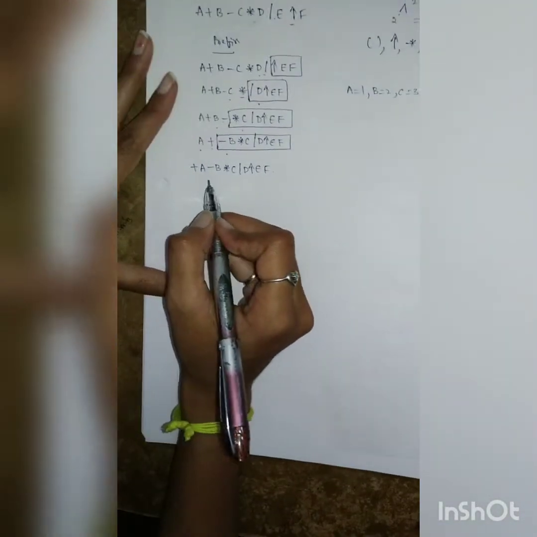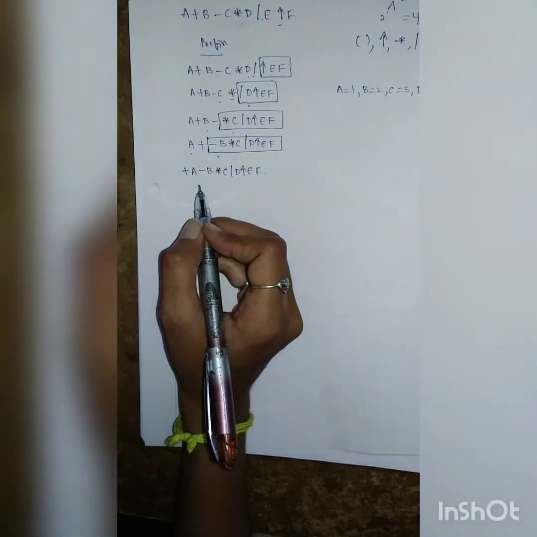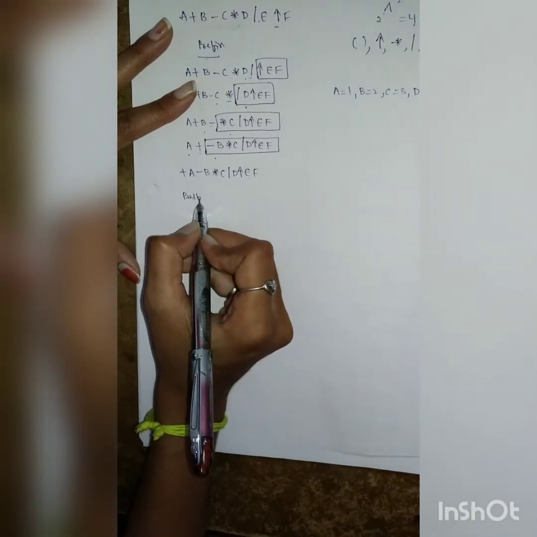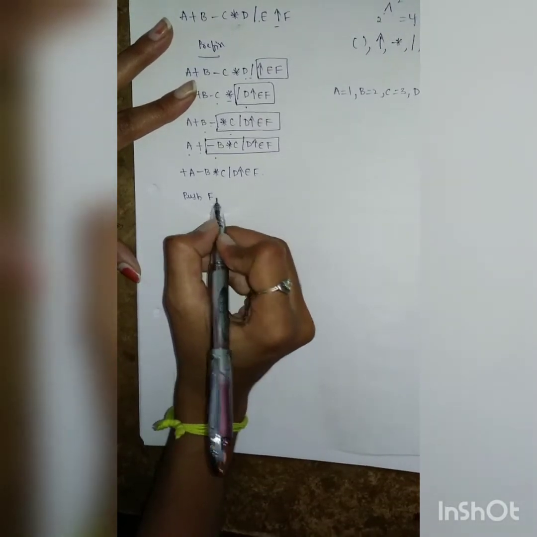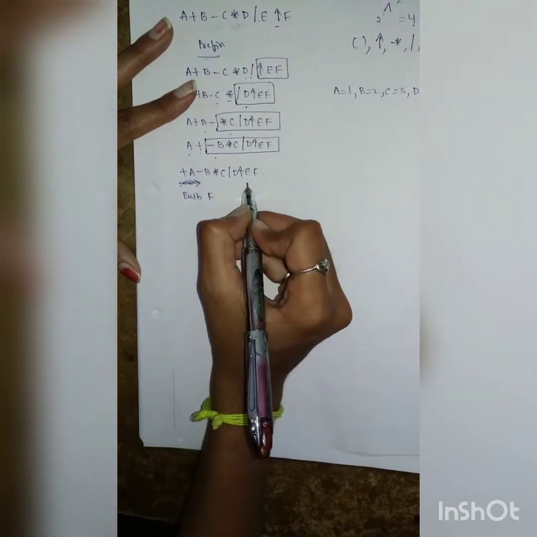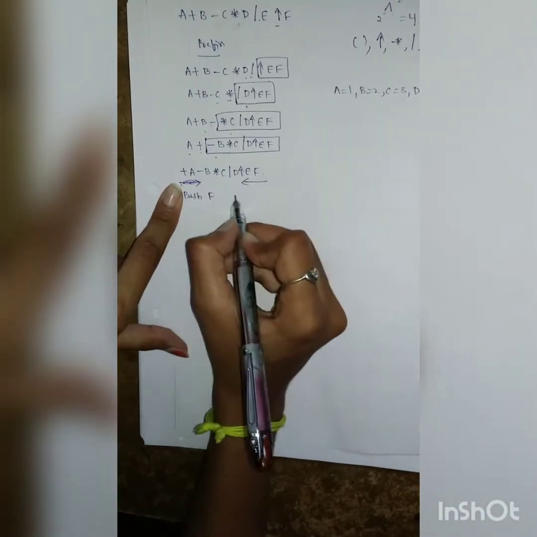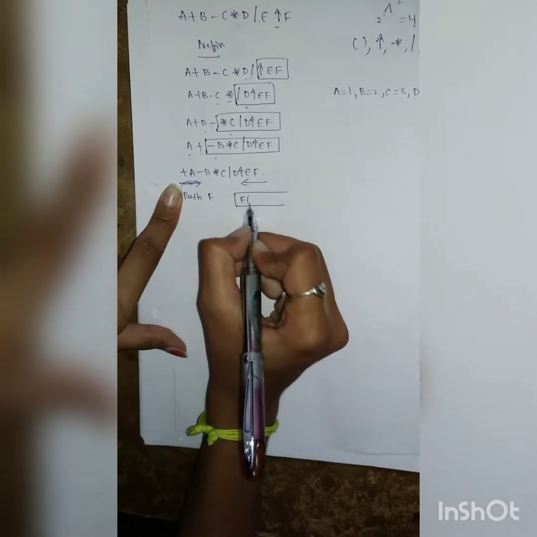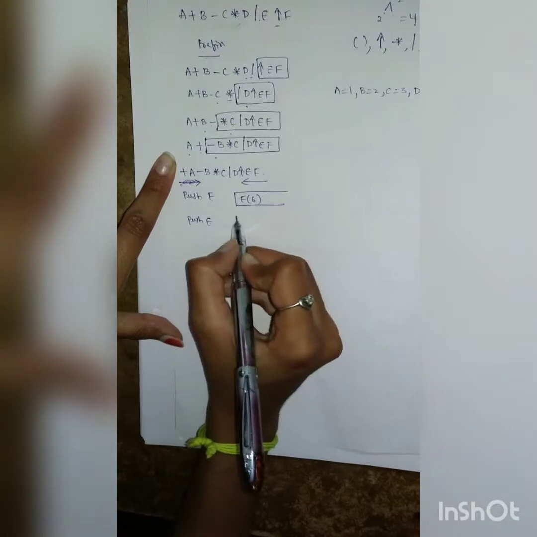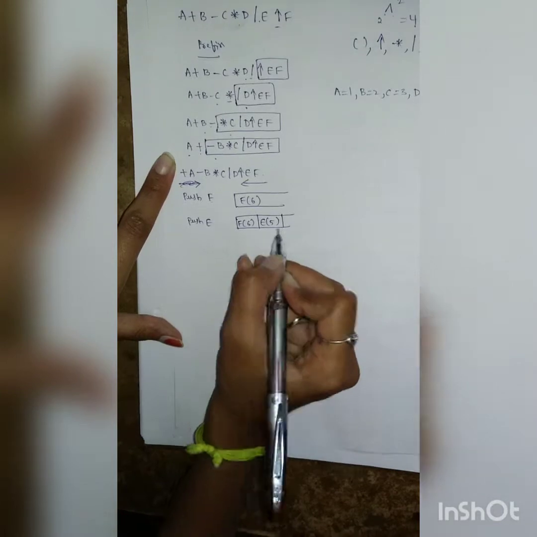How to evaluate these expressions? First, we need to push F. For postfix expression, we push from left to right, but for prefix expression, we push from right to left. So pushing F, that is F of 6. Now pushing E, F of 6, E of 5.